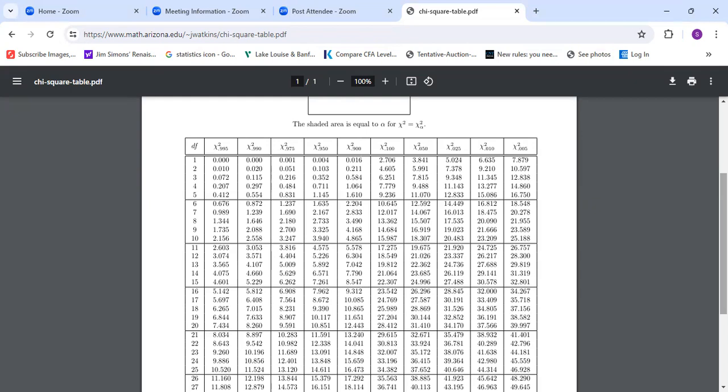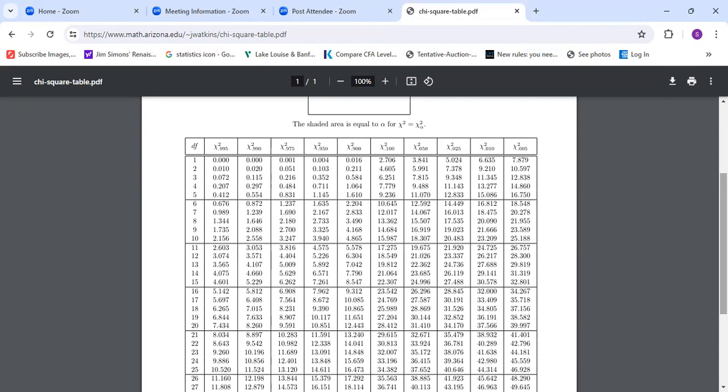Also, I'm looking for chi-square 0.025. So I go on 24 and 0.025 is a third from the right. So 24 and 0.025 is 39.364. And chi-square 0.025 is 39.24 and the third column is 39.646. So these are my critical values.